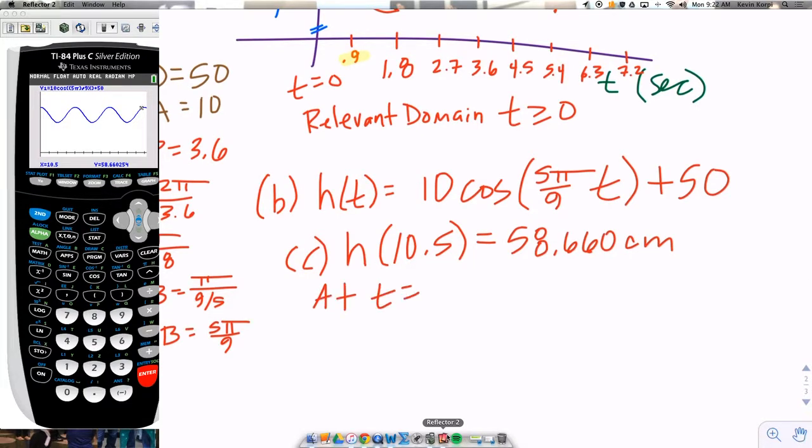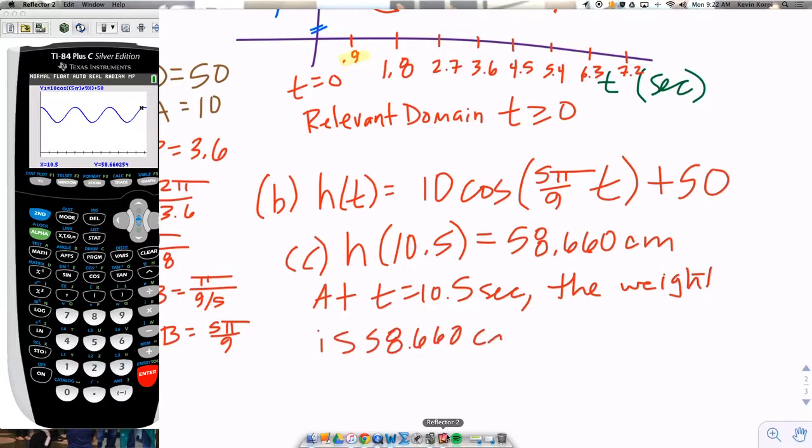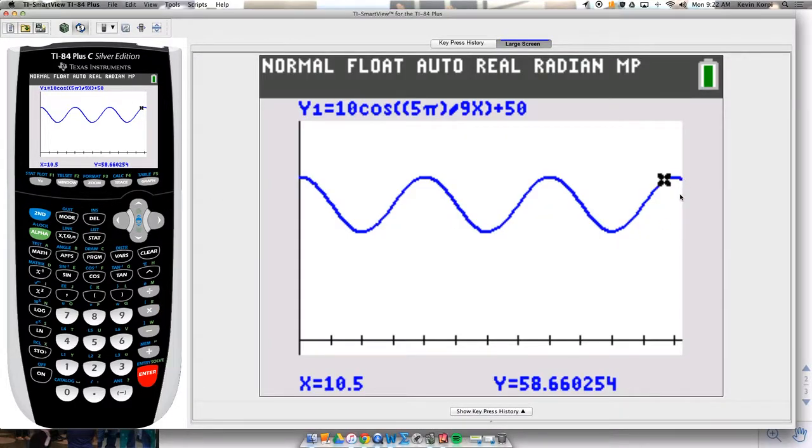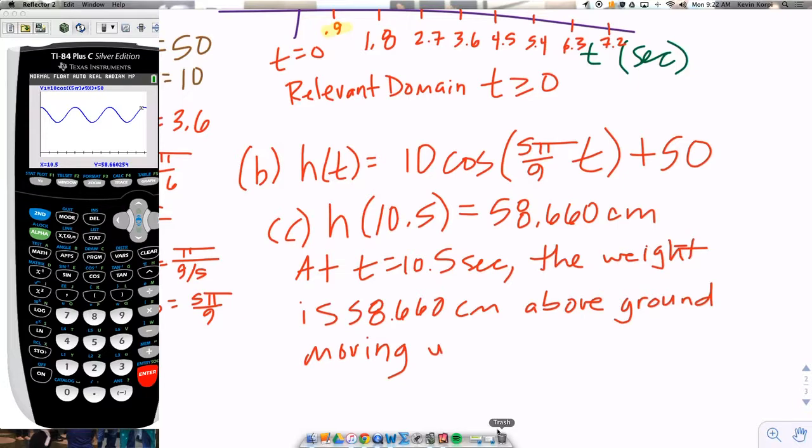Okay, now we're going to answer the question. At t equals 10.5 seconds, the weight is 58.660 centimeters above ground. We're interpreting that as a vector now. It's positive, so it's above ground. Moving, we can say that, moving, what, up or down? Well, if you do it on the graphing screen, you can actually see that it's on its way what? Up. So that's the benefit of doing it from the graphing screen, moving up.